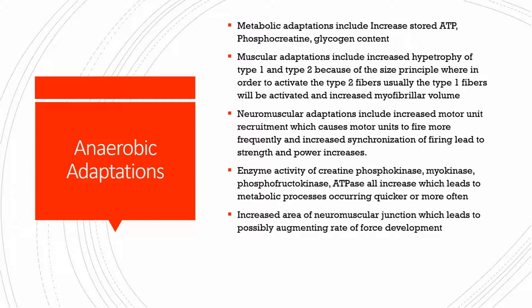Neuromuscular adaptations due to anaerobic training include increased motor unit recruitment, which causes motor units to fire more frequently, and also increased synchronization of firing, leading to both strength and power increases. Enzyme activity of creatine phosphokinase, myokinase, phosphofructokinase, and ATPase all increase, which leads to metabolic processes occurring quicker or more often. Besides this, there's an increased area of the neuromuscular junction, which is the connection between the motor neuron and the associated muscle fibers, which possibly leads to augmenting rate of force development.